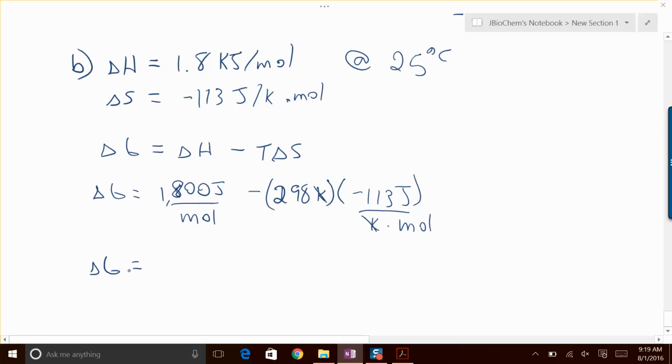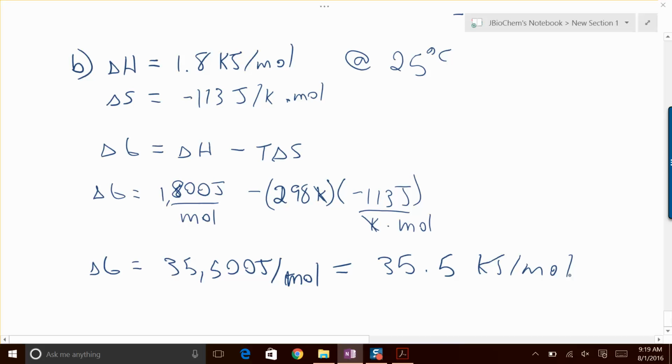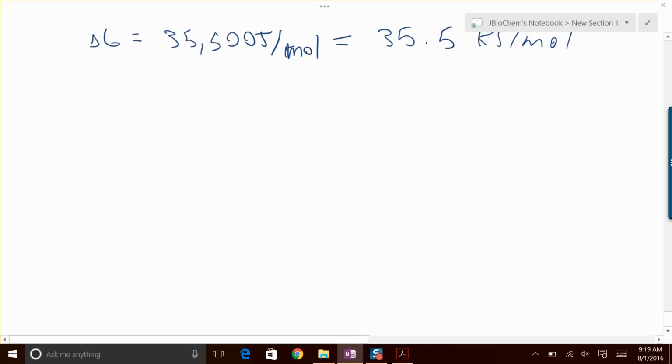Okay, what's the delta G reaction for this? All right, so 35.5 kilojoules per mole is our delta G. All right, excellent. Now, let's take a break, and we'll do a few more when you get back.